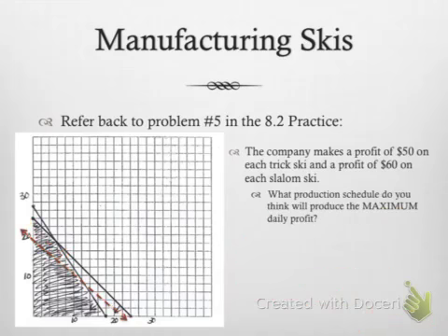And so my next question here is, where do you think the maximum daily profit would happen? What production schedule, how many trick skis and how many slalom skis would you have to manufacture in order to get the maximum daily profit? The video is going to pause here in just a moment. It's going to ask you to answer that question on the Zaption. I'm not coming back after that question to answer it for you. I want you to think about it.